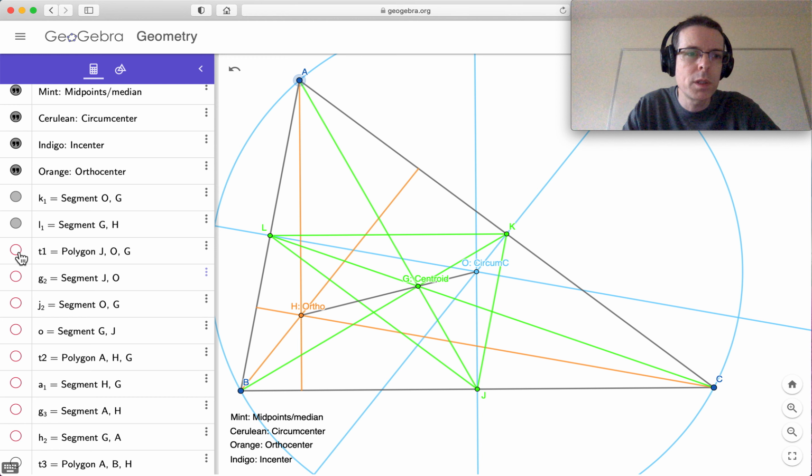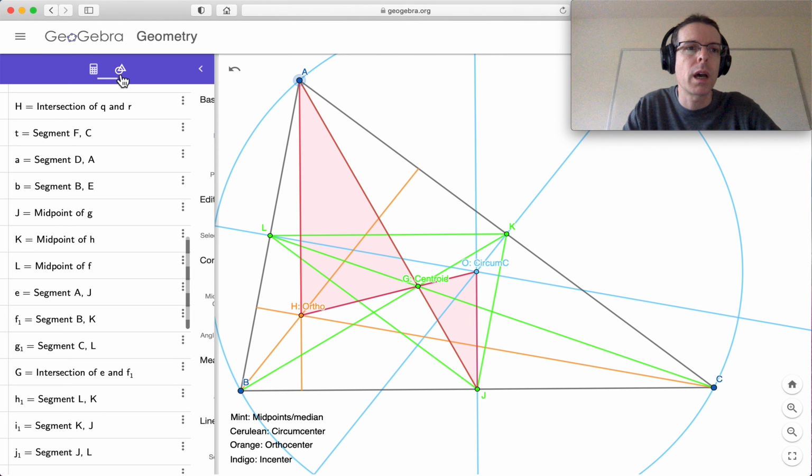So the first thing I want to do is focus your attention on these two red triangles here: triangle JOG and triangle AHG. Now, clearly, they're not congruent. Of course, one is a lot bigger than the other, but they look like they might be similar.